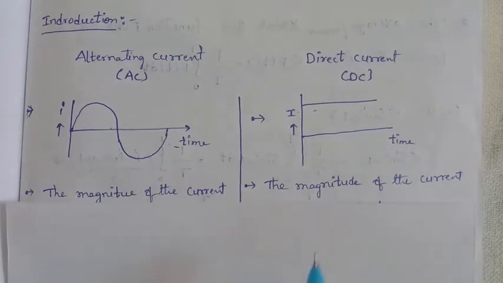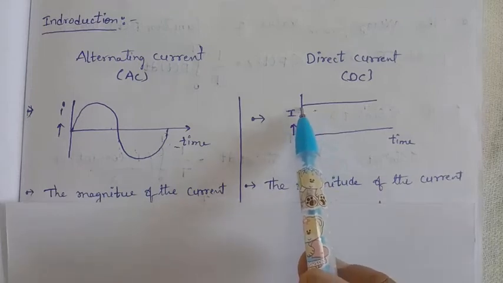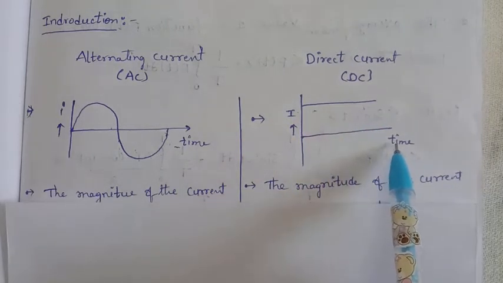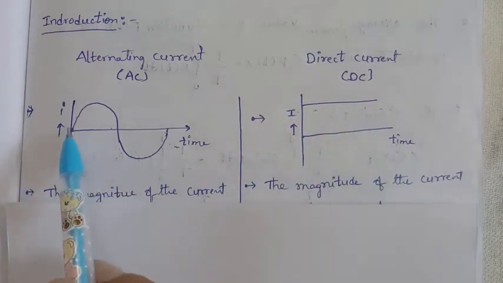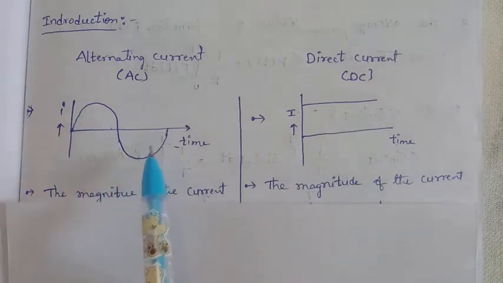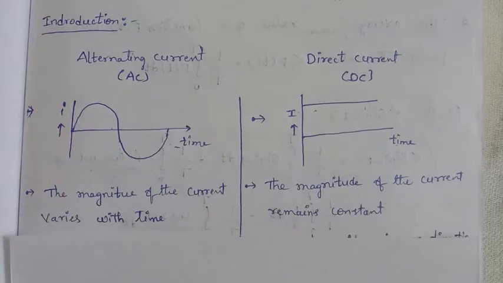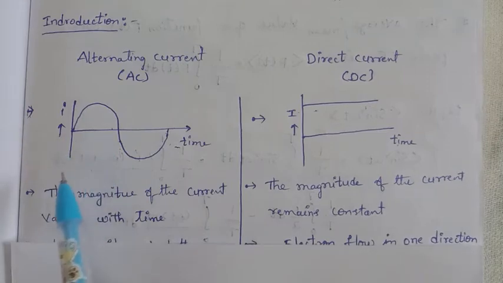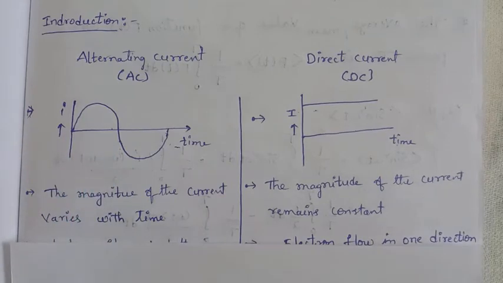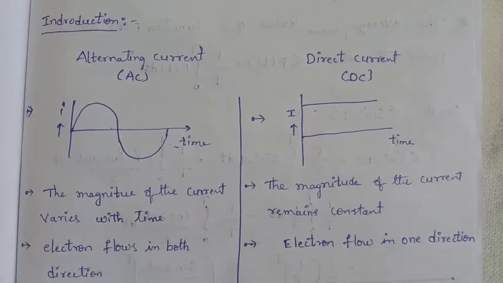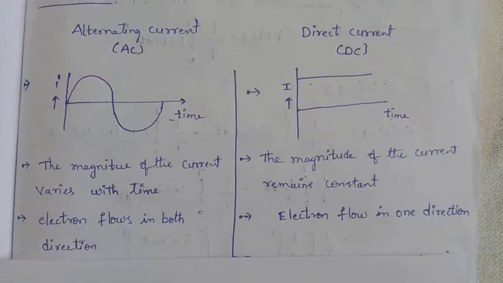And what does direct current mean? The current remains constant with respect to time. But if the magnitude of the current changes with respect to time, that is called alternating current. The magnitude of the current varies with time. In direct current, the magnitude of the current remains constant. So here electrons flow in both directions, but there electrons flow in one direction only.